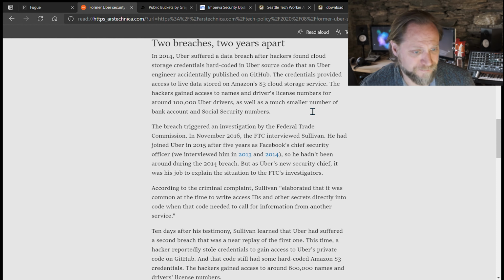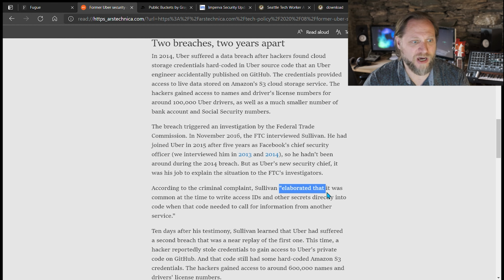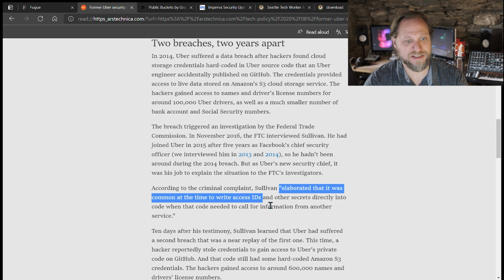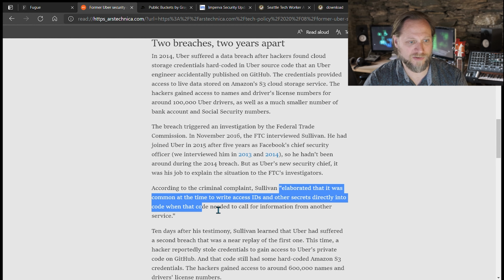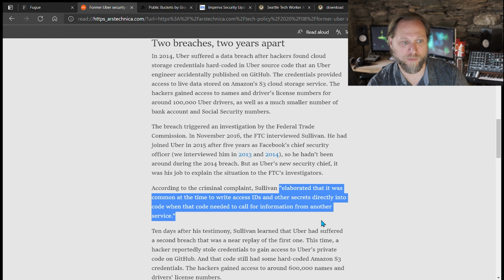So this goes on to quote this fellow executive Sullivan here. I think he was the CTO. He elaborated that it was common at the time to write access IDs and other secrets directly into code when that code needed to call for information from another service. Do not do that. There are a lot of reasons that you should not do that. One is obvious. If they're in code, they're probably in a repo. If they're in a repo, you now have additional attack surface.